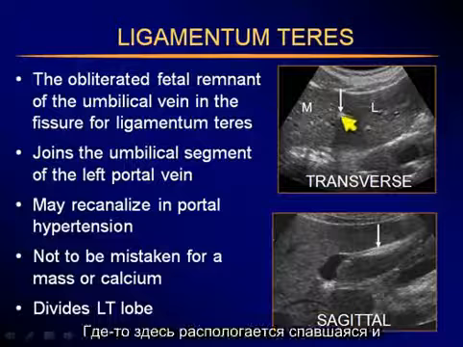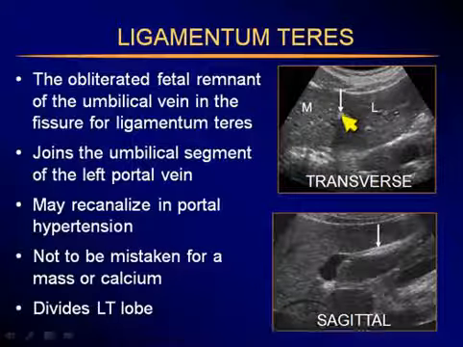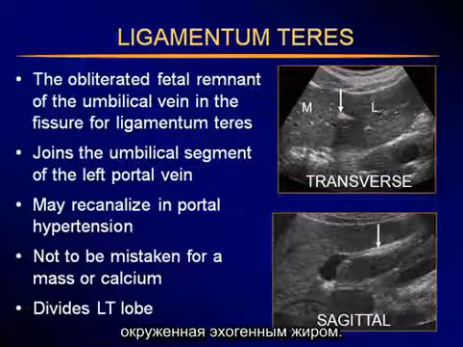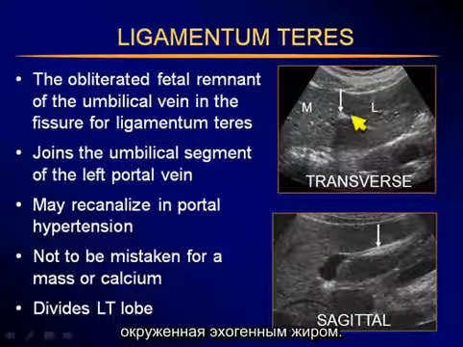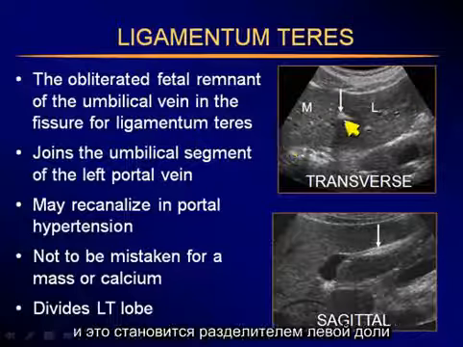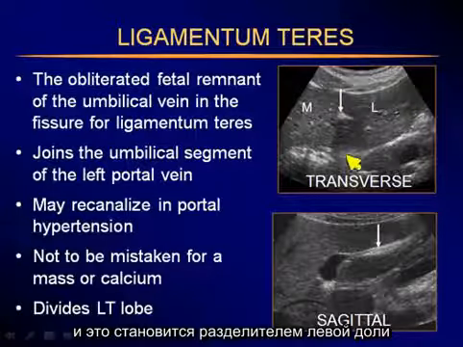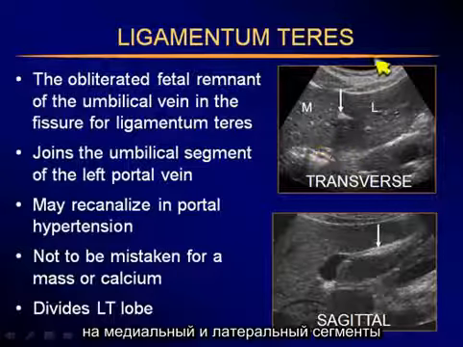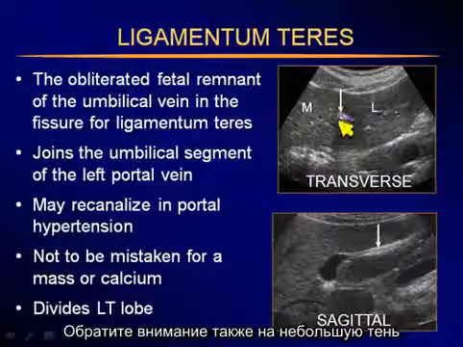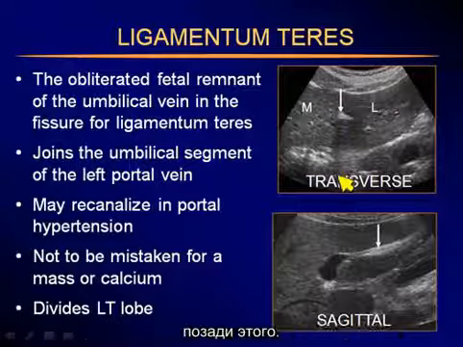So somewhere in here is the collapsed, obliterated ligamentum teres, surrounded by echogenic fat. This is a transverse section of the left lobe, and that becomes a divider of the left lobe into medial and lateral segments on a transverse scan. Also notice that there's some shadowing behind this.